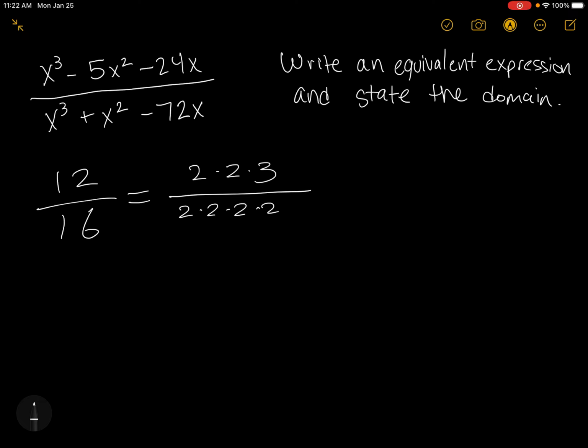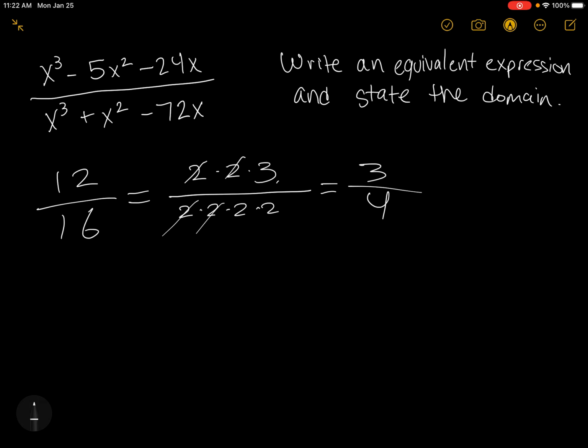So now that we have it written out in factors, we're going to cross off like terms, right? Because 2 divided by 2, that's 1, right? So we're going to cancel those out. So what we're left with is 3 over 2 times 2, and that is 3 over 4. 2 times 2 is 4. So what we're left with is 3/4.